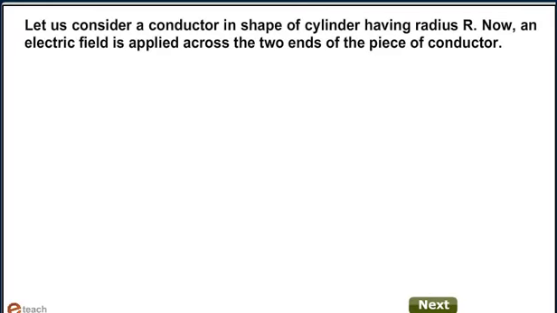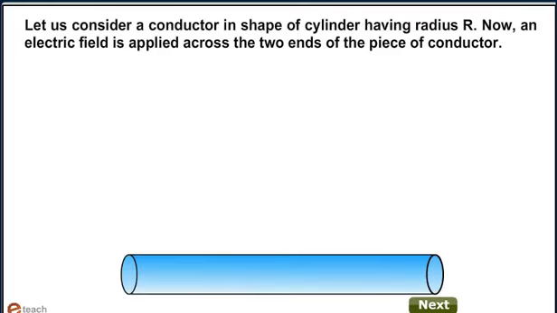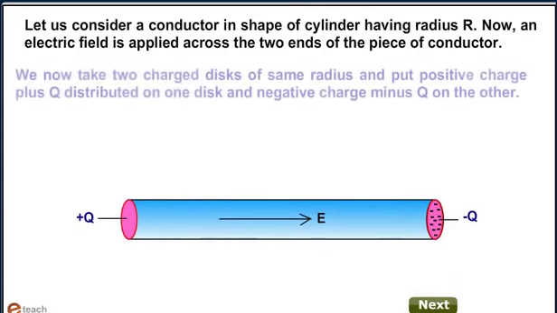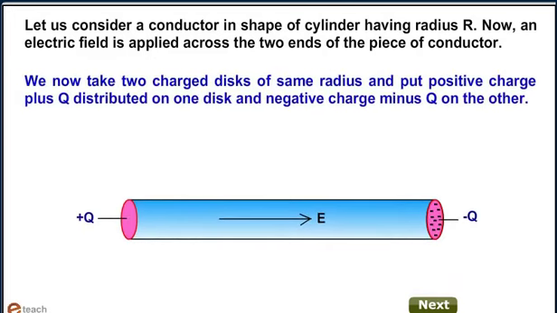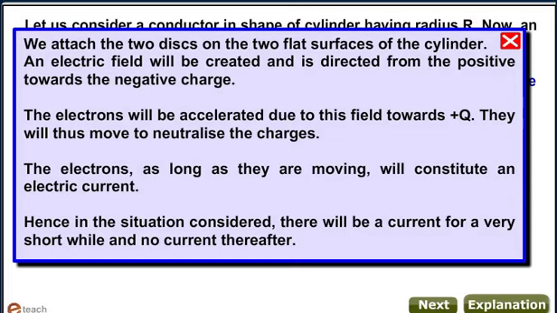Let us consider a conductor in the shape of a cylinder having radius r. Now, an electric field is applied across the two ends of the piece of conductor. We now take two charged discs of the same radius and put positive charge plus q distributed on one disc and negative charge minus q on the other. We attach the two discs on the two flat surfaces of the cylinder.